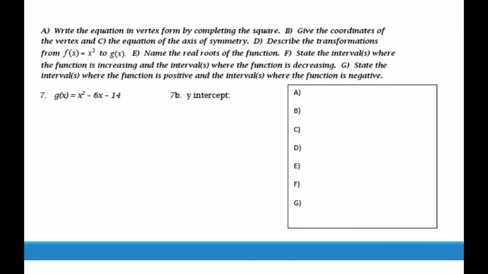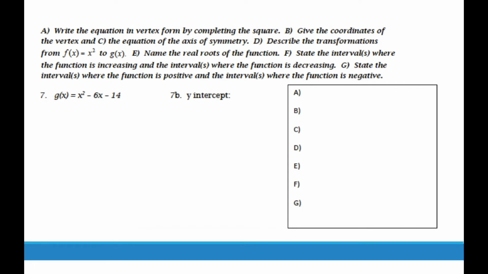Okay, next one, number 7. This kind of gets a little bit intensive, so it's going to take a little bit of time to do the problem, so bear with me. The first thing we need to do is take this equation and write it in vertex form. So basically you're going to need to complete the square and get it into the format where you can tell what the vertex is, and so we'll complete the square to do that.